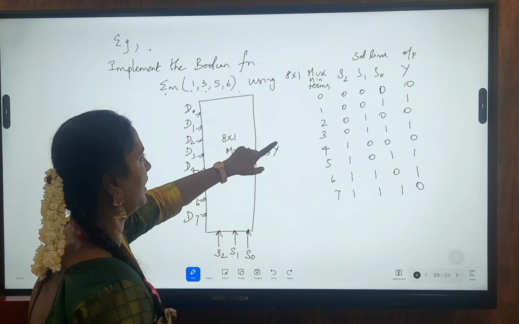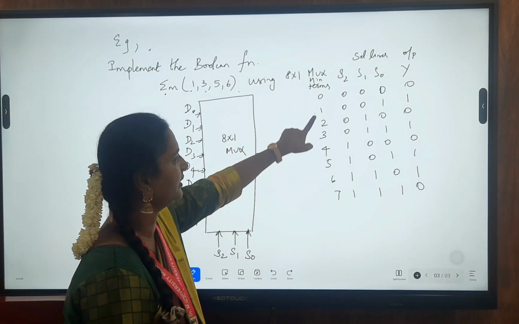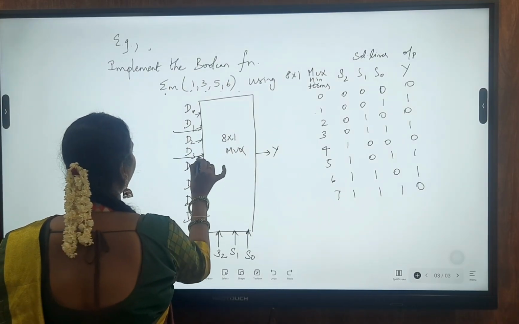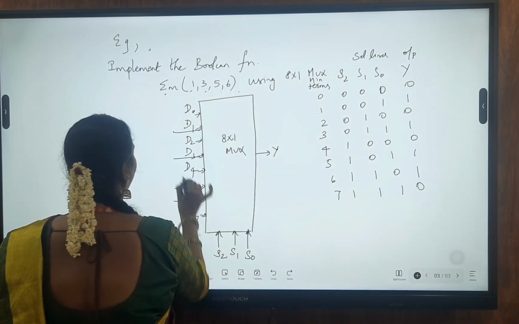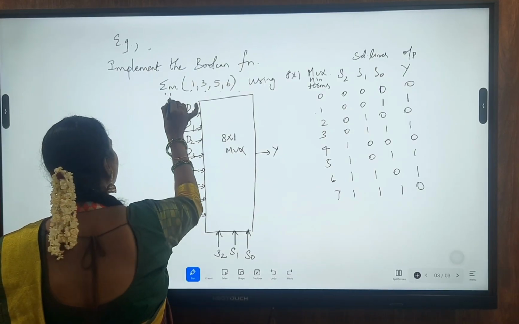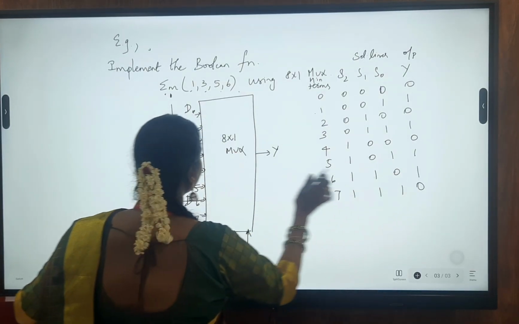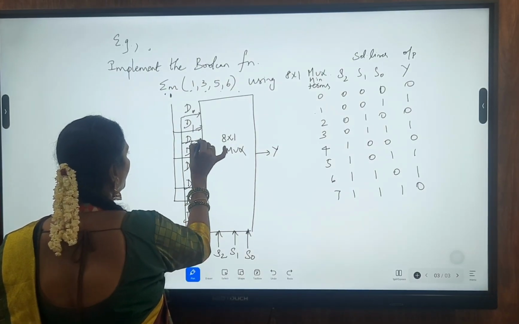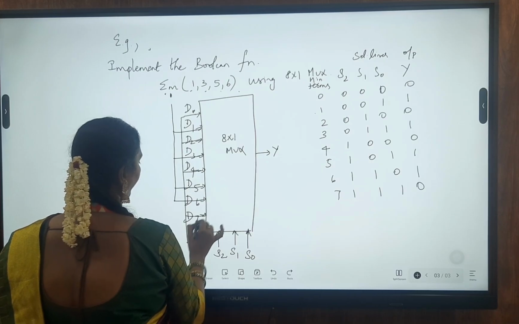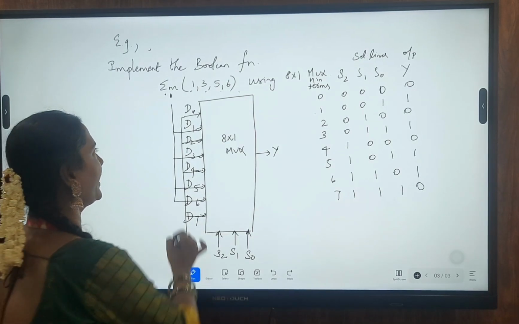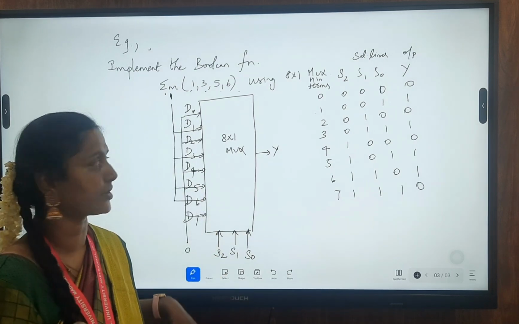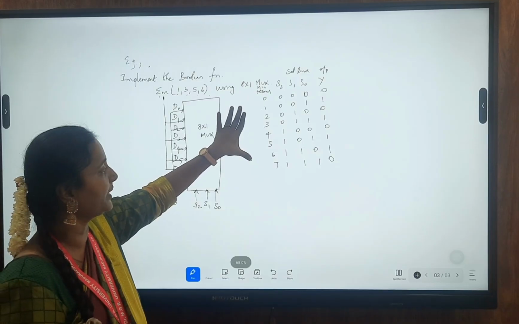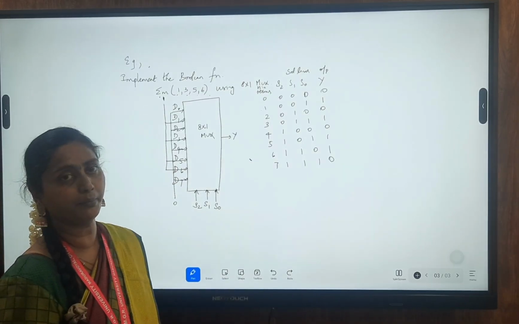Here if you see, it is very simple. So D1, D3, D5 and D6, all put together, you have to connect to 1. And all other minterms are 0: 0, 2, then 4, then 7. So in this way you can design the multiplexer. These are our minterms 1, 3, 5 and 6. So we have developed the truth table and with that we have designed the multiplexer.